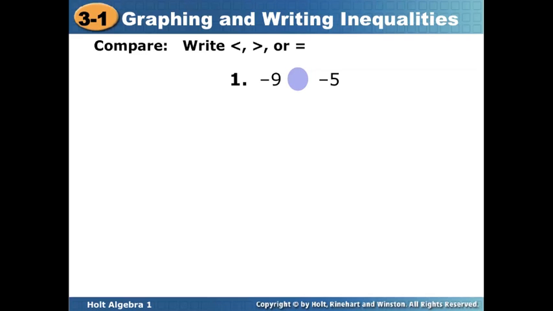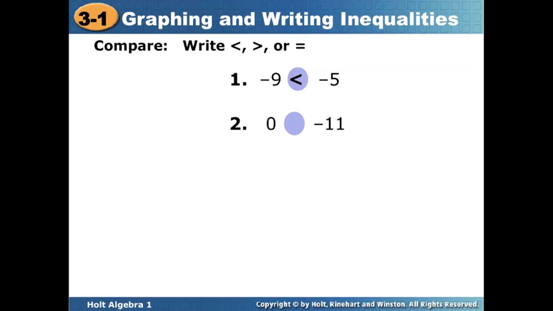Number 1, copy this to your paper. We're going to compare by writing less than, greater than, or equal to. We're going to compare -9 and -5. You should pick that -9 is less than -5. Be very careful with this one. You may think that 9 is greater than 5, which is true, but we have -9 and -5. This means because the numbers are opposite, we must think opposite. So -9 is less than -5.